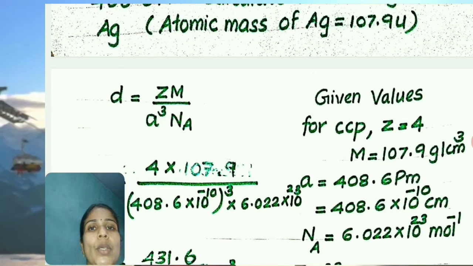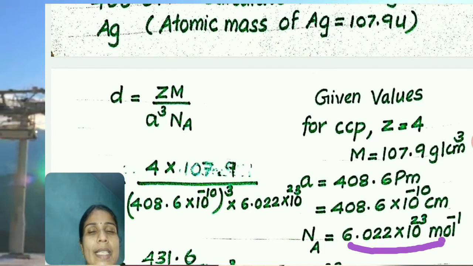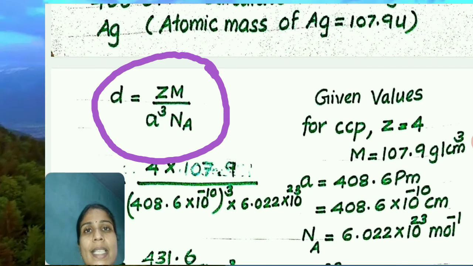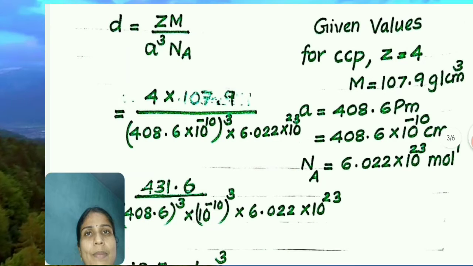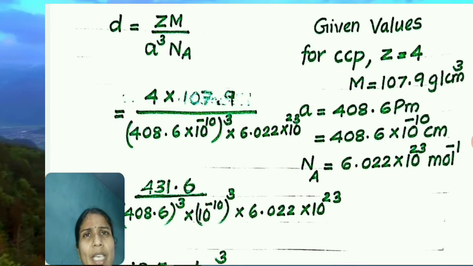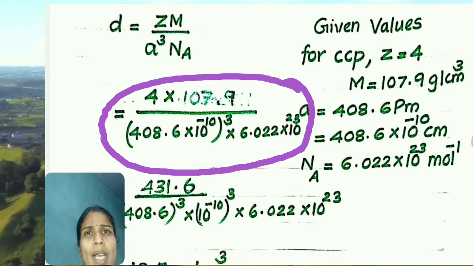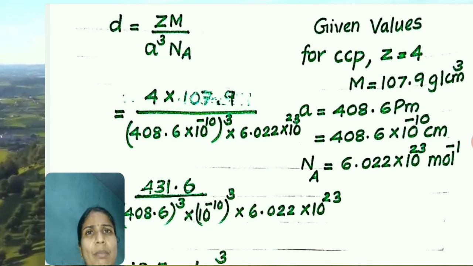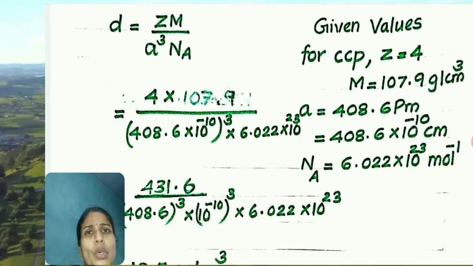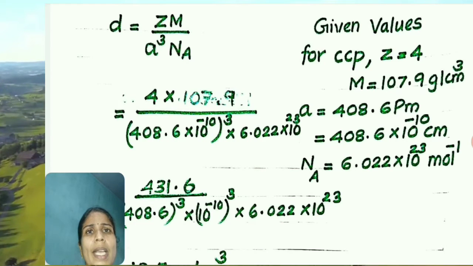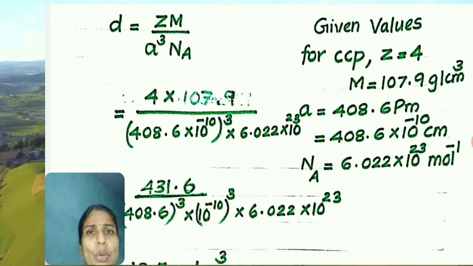Then here the Avogadro number is a constant, Na is equal to 6.022 into 10 raised to 23 particles per mole. Here we know density D is equal to ZM by A cube Na. And substituting the values, all values are given. Density D is equal to ZM by A cube Na, which is equal to Z is 4 into atomic mass is 107.9 divided by edge length A is 408.6 into 10 raised to minus 10 centimeter. The whole cube is A cube into 6.022 into 10 raised to 23.